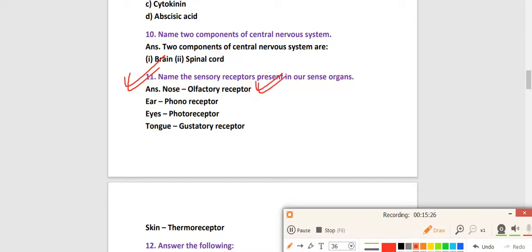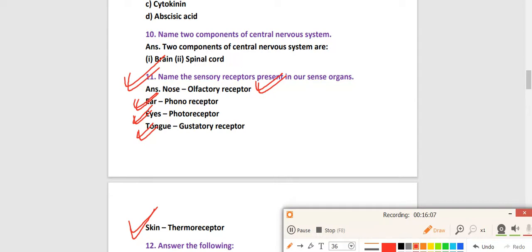These types of questions are also asked in the exam: write the name of the receptor present in the nose, or write the name of the receptor which is used for detection of smell. We know that the function of the nose is to detect smell. So in nose, olfactory receptors are present. In ear, phonoreceptors are present. In eyes, photoreceptors are present, which are responsible for vision. In tongue, gustatory receptors are present, which are responsible to detect taste. And in our skin, thermoreceptors are present, which are responsible to detect heat, cold, or touch.